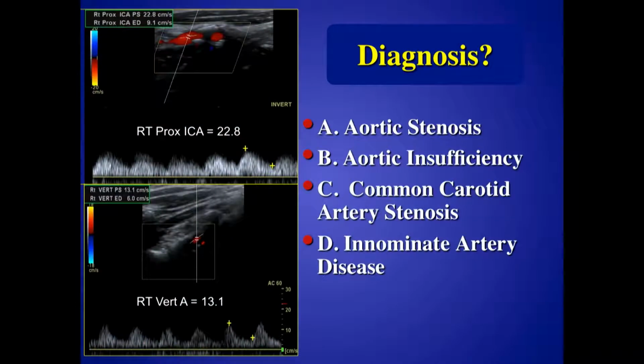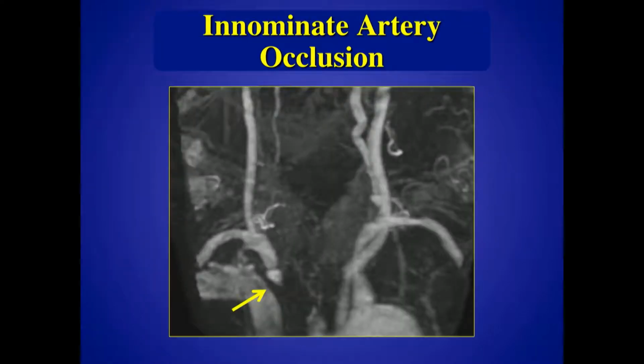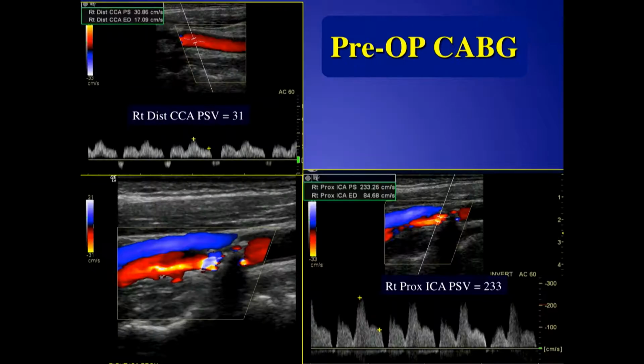Now, how do we know that? Let's go back to the slide. This is a lesion that's affecting not only the carotid artery, but also the vertebral, and only on the right. So it's not aortic stenosis, that would have affected the left side. Certainly not aortic insufficiency, that gives you reversal of flow. It can't be common carotid artery because it's also affecting the vertebral. So it has to be the innominate. There's no other choice. And if you send the patient for a correlative study, we have the contrast MR, you can see the tight stenosis at the origin of the innominate artery. Has to be. You can make that diagnosis.